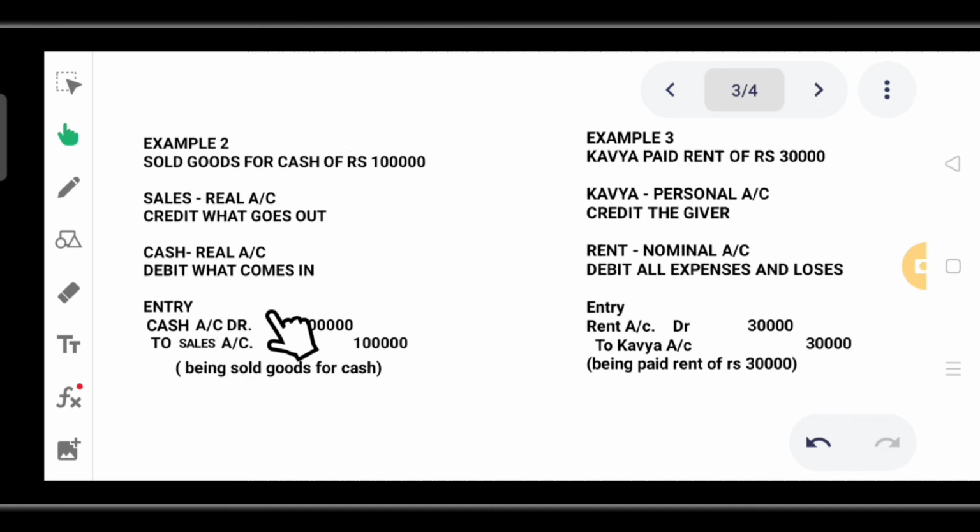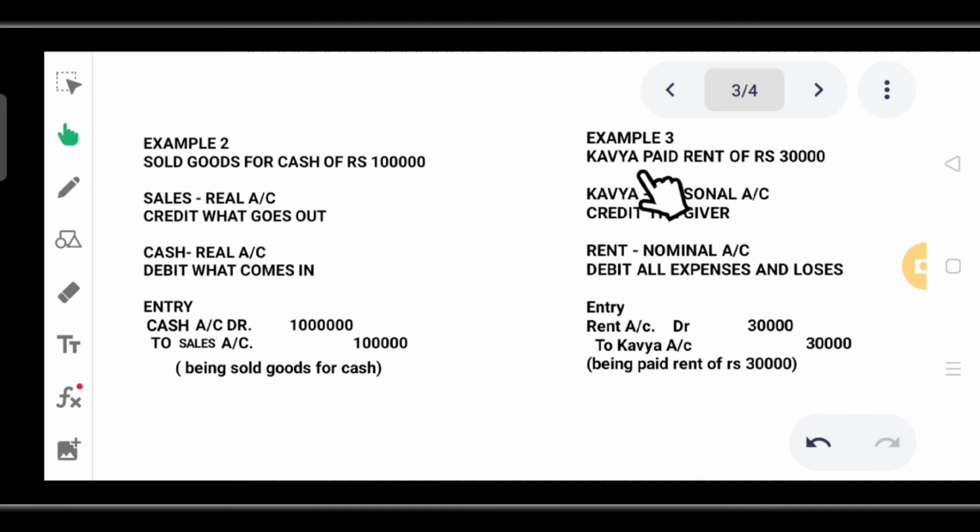Always make sure you remember the simple trick: when you learn purchases is debit, sales is opposite of purchases, so it is credit. So that is the simple trick you can remember in your exam time. So, being sold goods for cash.